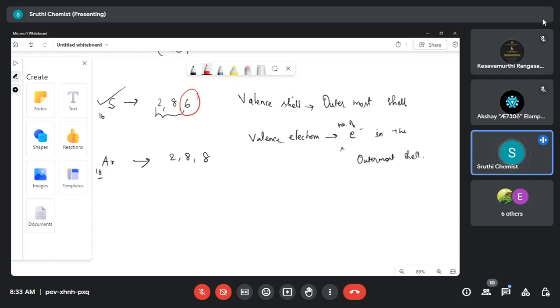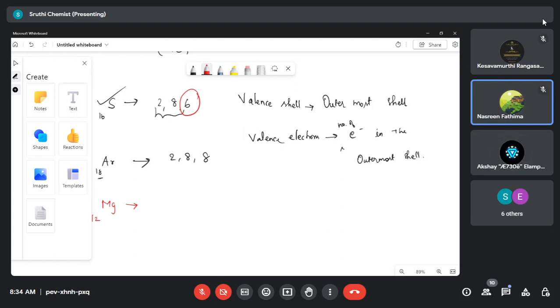Then one more example. Let's go with magnesium. Atomic number is 12. Tell me the electronic configuration. 2, 8, 2. Very good. And what is the valence shell? 2. You're not supposed to say 2. The valence shell is the third shell, right? Valence electron means you say 2 electrons. My question is about the valence shell. The third shell is the valence shell. Am I right or wrong?